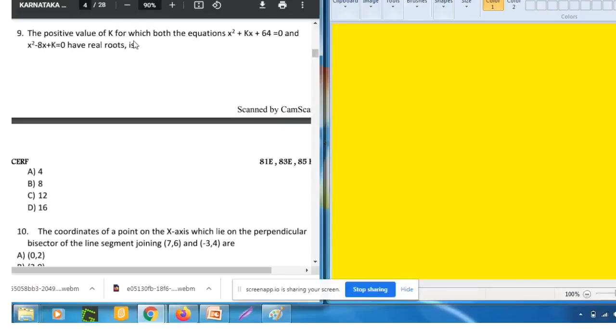The positive value of K, for which both the equation x square plus kx plus 64 is equal to 0 and x square minus 8x plus k is equal to 0 have real roots is. So we have to find the value of K on this equation. For a quadratic equation to have real roots, the discriminant must be greater than or equal to 0. So first quadratic equation is x square plus kx plus 64 is equal to 0. We all know that discriminant is b square minus 4ac is greater than or equal to 0. So a value is 1, b is k and c is 64.